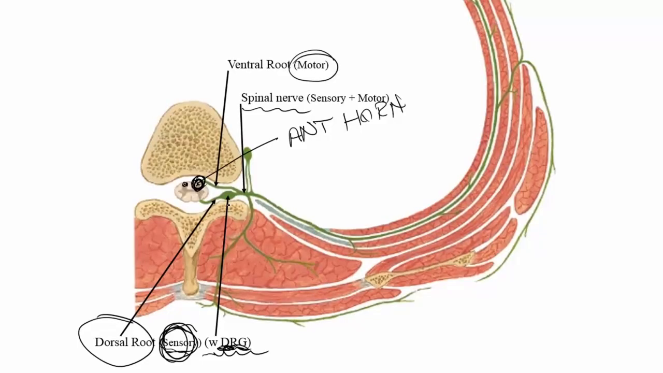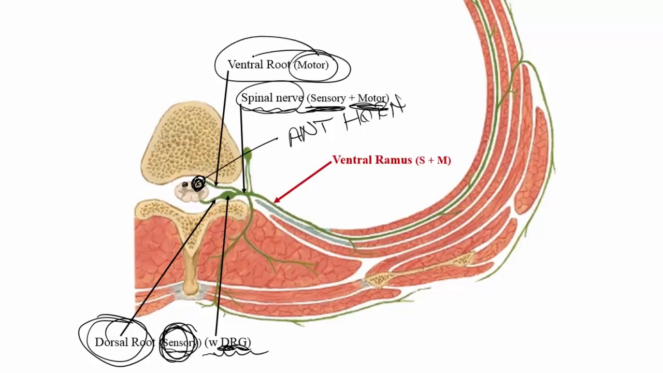It is physically present at the intervertebral foramen. That's where one would find a spinal nerve, physically located at an intervertebral foramen. And again, it's the union of those sensory fibers from the dorsal root and the motor fibers from the ventral root. We then pass a little more lateral and we branch that spinal nerve into a ventral branch. That's what ramus means. It means branch. So you could say a ventral ramus, you could say an anterior branch. It's the same thing.